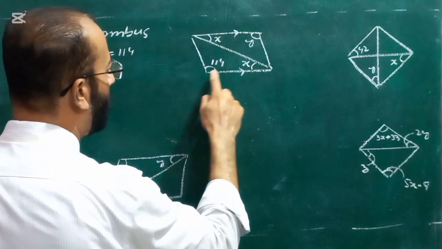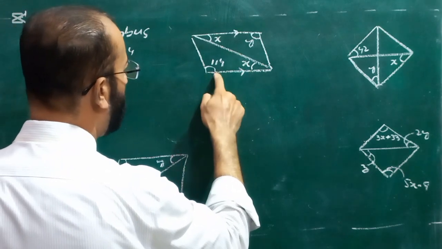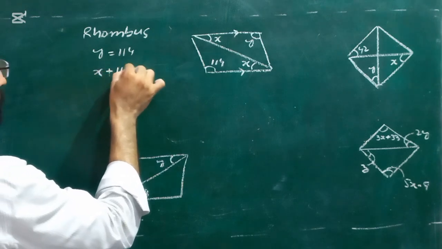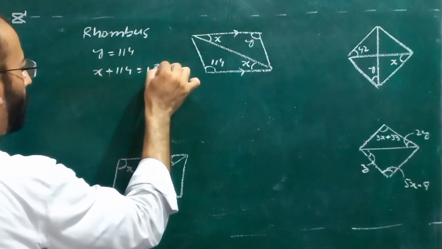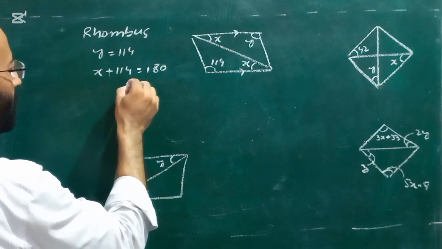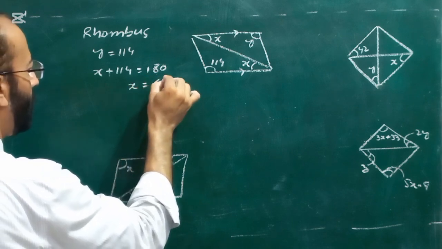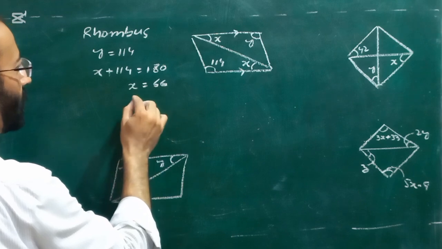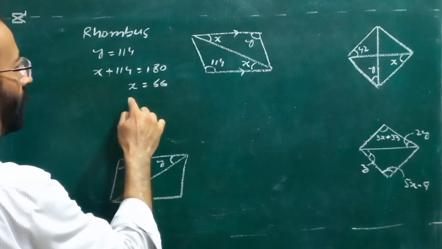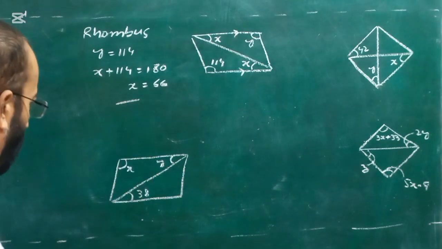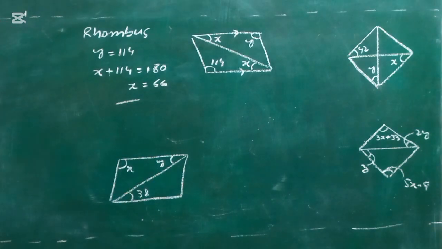And now these are the inner angles. So x plus 114 should be equal to 180 degrees. This 114 will be subtracted from 180, so 66 is the answer of x.